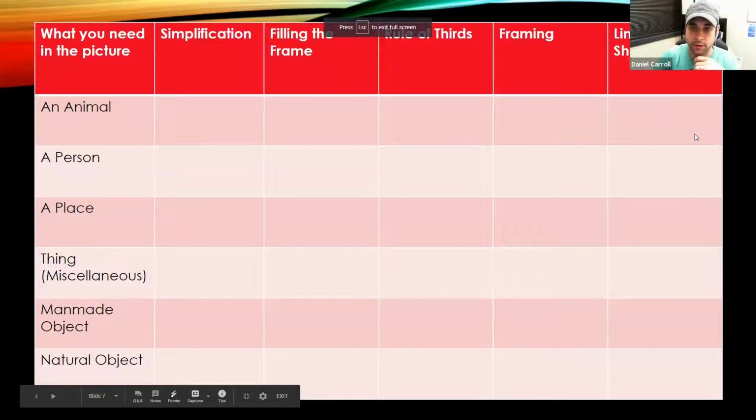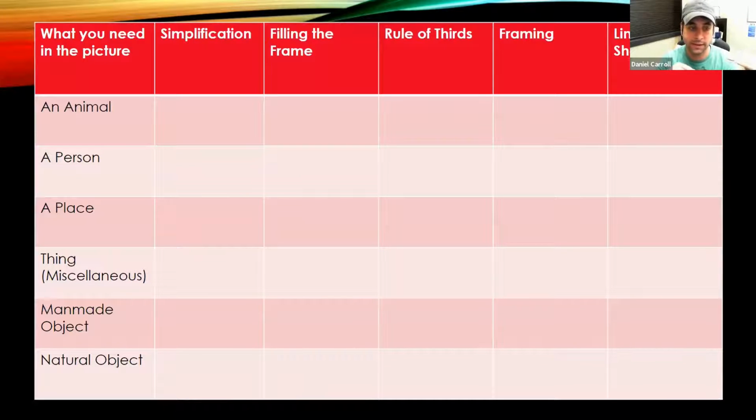You need an animal, a person, a place, things, man-made object, and natural object in each of these styles. So remember, again, the simplification style was very minimal background noise going on, and you're just focusing on the object. Filling the frame, you're zoomed in close. It's kind of like a close-up shot.